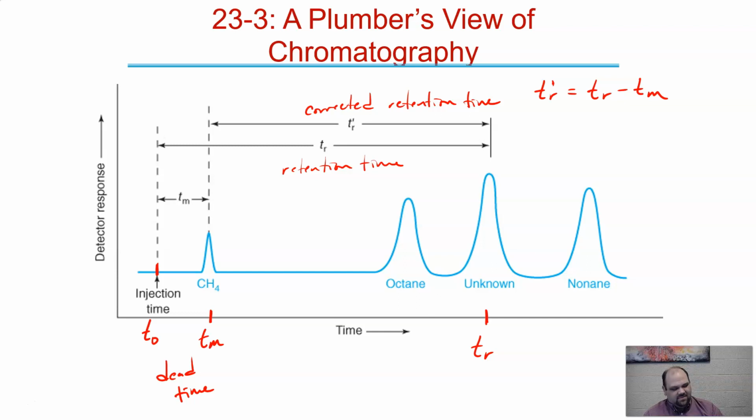If we correct for the time that the marker takes to get through the column, then we'll actually have a retention time that we can compare across all columns of the same variety. And so here in our corrected retention time, T prime R, it's just TR minus Tm. Okay. Another thing that we should keep in mind and that we can calculate here are the retention factors.